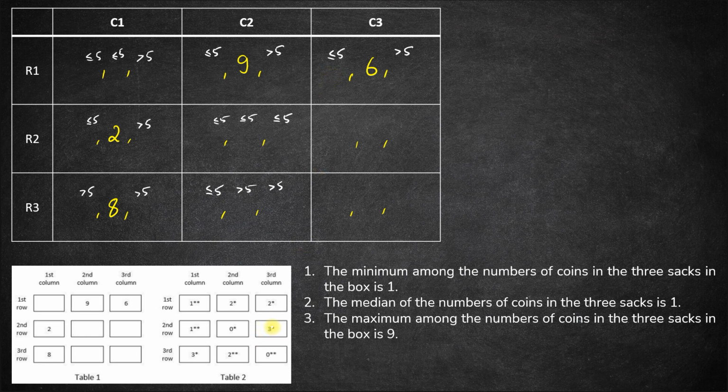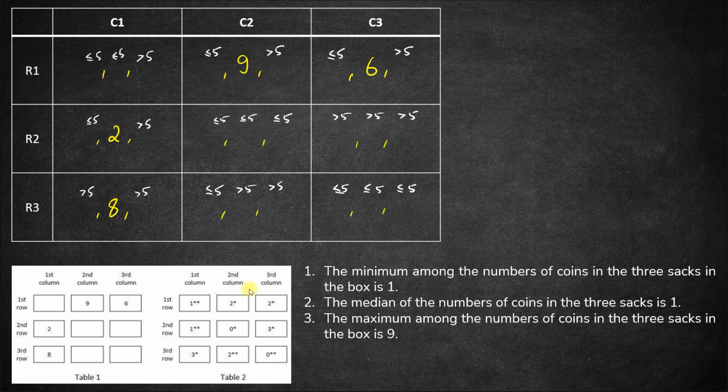Similarly, in this box all the 3 contain more than 5 coins. So this is more than 5, more than 5, more than 5. And here none of them contains more than 5 coins. So less than or equal to 5, less than or equal to 5, less than or equal to 5 over here. Okay.